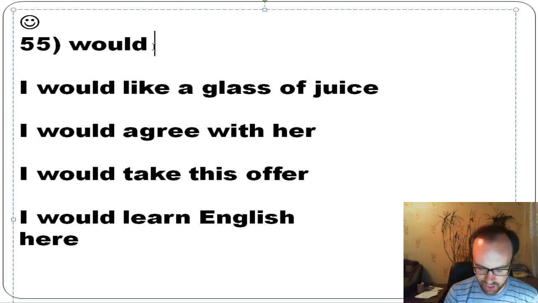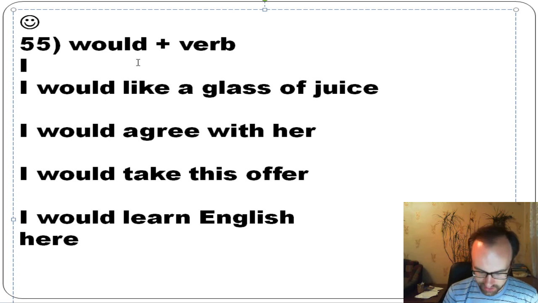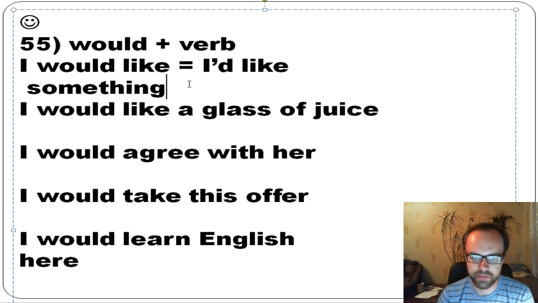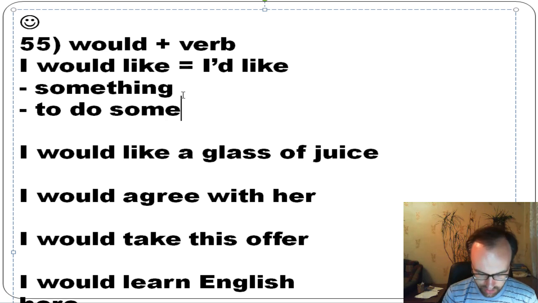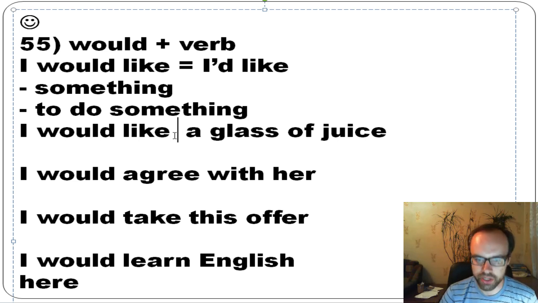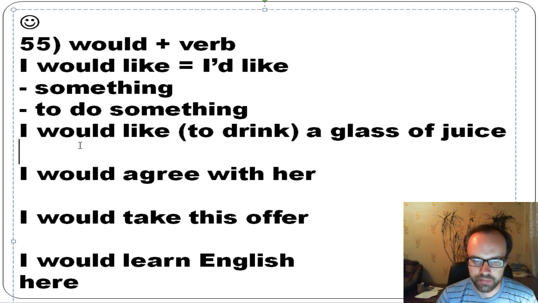Well, would, it's also a modal verb, and we say would plus verb. We often use it in this structure. I would like. We talked about it, that we say I would like, or we usually say I'd like something, or I'd like to do something. Good. So I would like a glass of juice. Or you can say I'd like to drink a glass of juice. Okay, good. Or I'd like to drink a cup of tea. I'd like a cup of coffee.